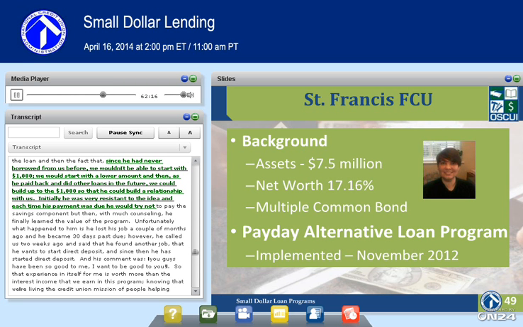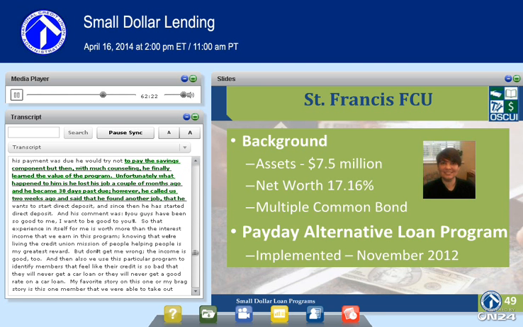Initially, he was very resistant to the idea, and each time his payment was due, he would try not to pay the savings component. But then with much counseling, he finally learned the value of the program. Unfortunately, he lost his job a couple of months ago, and he became 30 days past due.